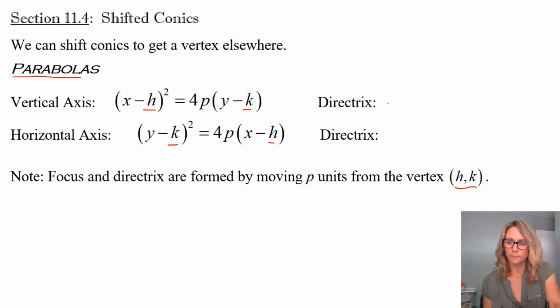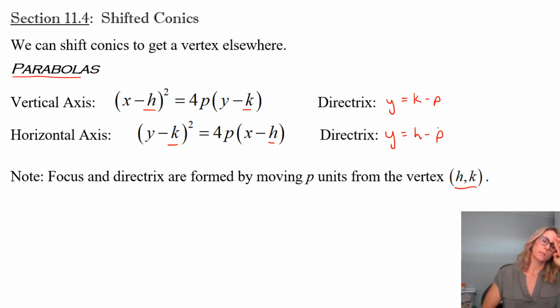The directrix, remember that's that line, vertical or horizontal, can be found simply by, in this example, doing k minus p. And I'll show you what an example looks like in just a moment, h minus p. So it comes from just taking one of the coordinates of the vertex and adding or subtracting that p to get us the focus. The focus and the directrix can be found using that p and your vertex. So just a slight difference. Let's take a look at an example and hopefully that'll clear it all up.